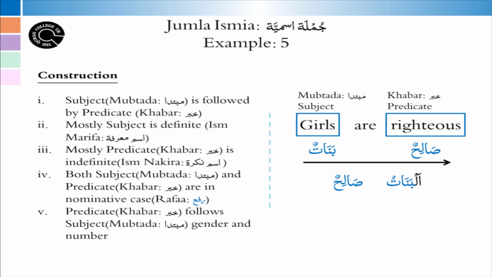For the fifth rule, al-banatu is feminine and in plural form, so salihun is to follow. The plural and feminine case of salihun is salihatun. The final sentence becomes then al-banatu salihatun. In the next slide, we will be applying whatever we learned.